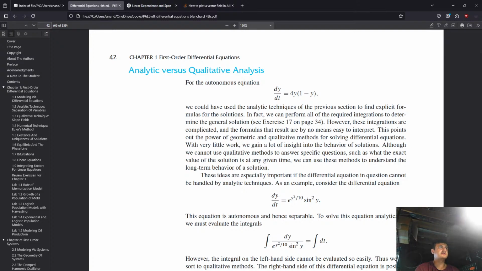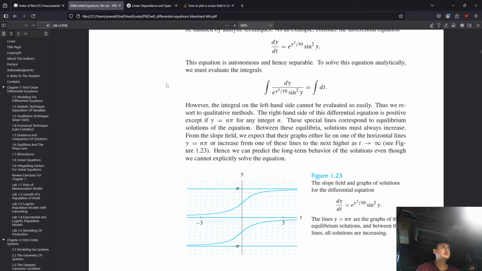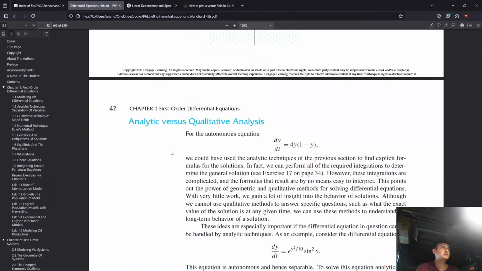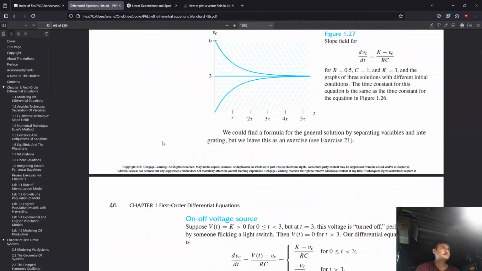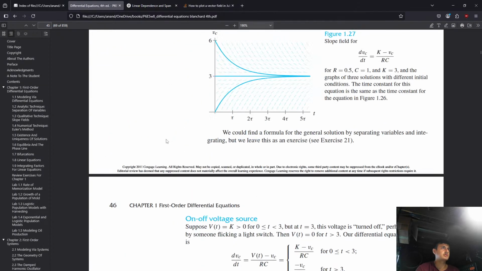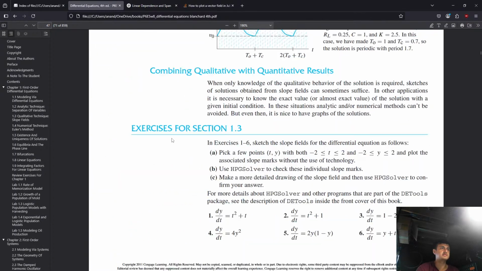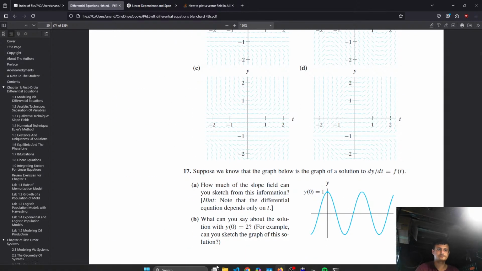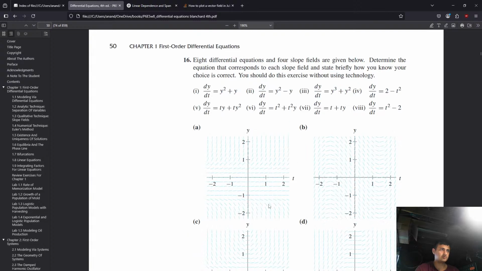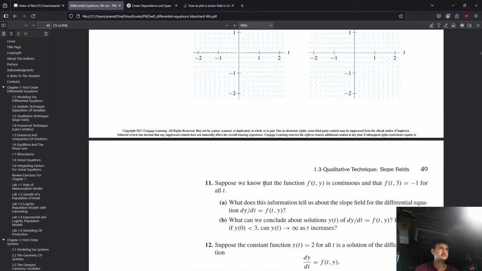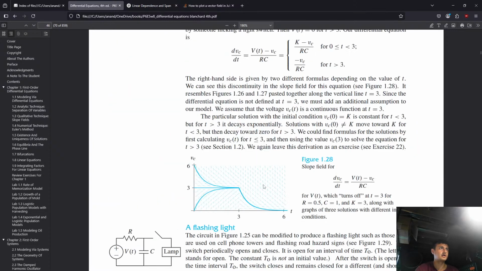Analytic versus qualitative. Let's see how many pages we have left, by the way. So we're at 42. Okay, actually, we're pretty good. We only have like 4 pages left. Maybe I'll go on a walk or something before class. All right.